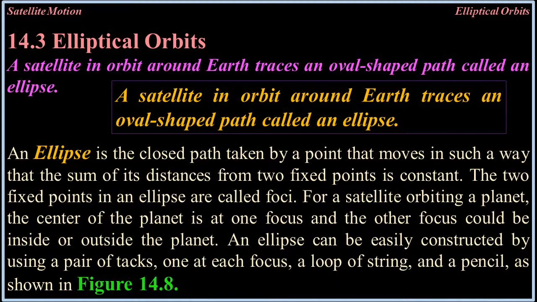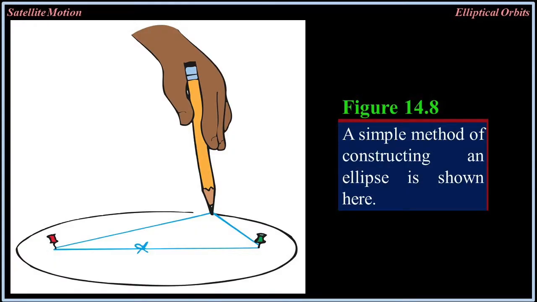An ellipse can be easily constructed by using a pair of tacks, one at each focus, a loop of string, and a pencil, as shown in Figure 14.8. Here's Figure 14.8. A simple method of constructing an ellipse is shown here. Practice this on your own and see if you can actually draw an ellipse.